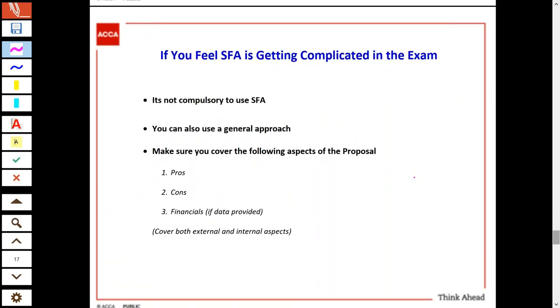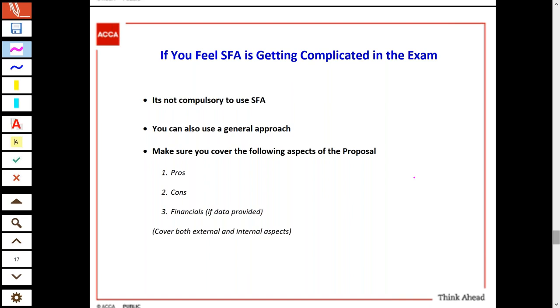Now, one thing, sometimes your SFA may get complicated. So no problem. In fact, I can give you an example. In one of your specimen questions, the company was considering two options. They said that they are reviewing their future strategies, and there are two strategic options which they have on the table, and both options are mutually exclusive, which means that they can either select one out of two and let go of the other.